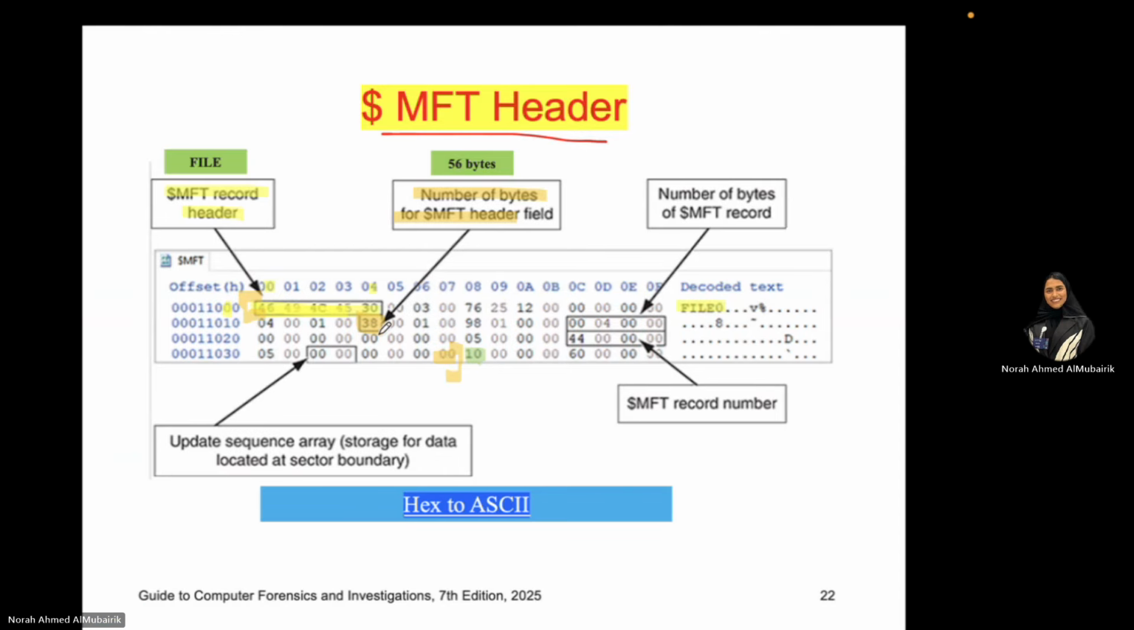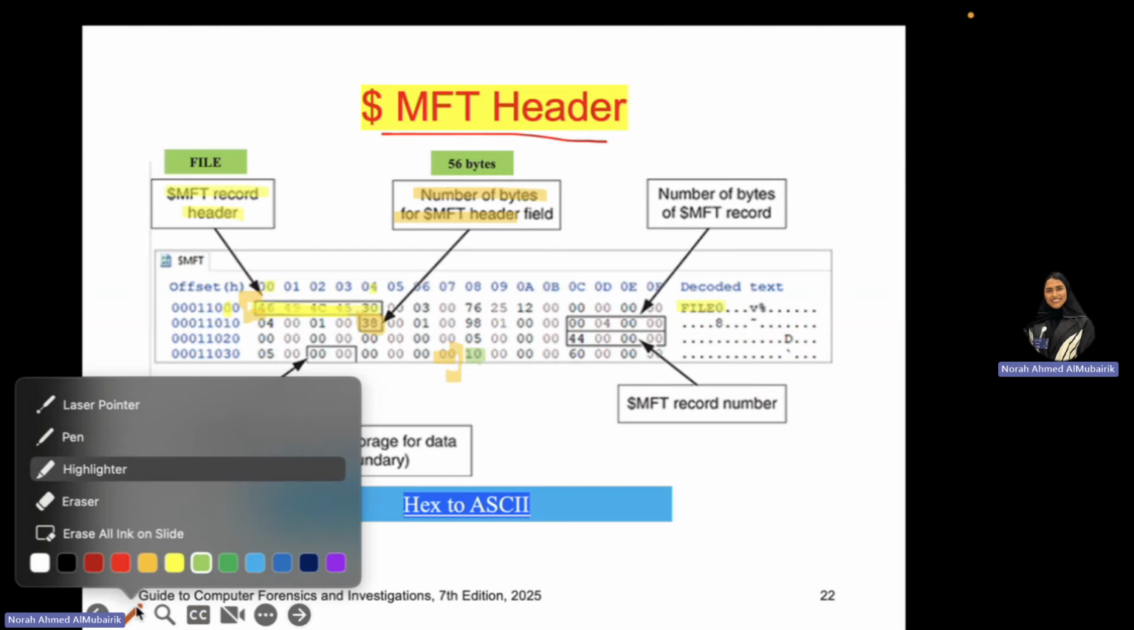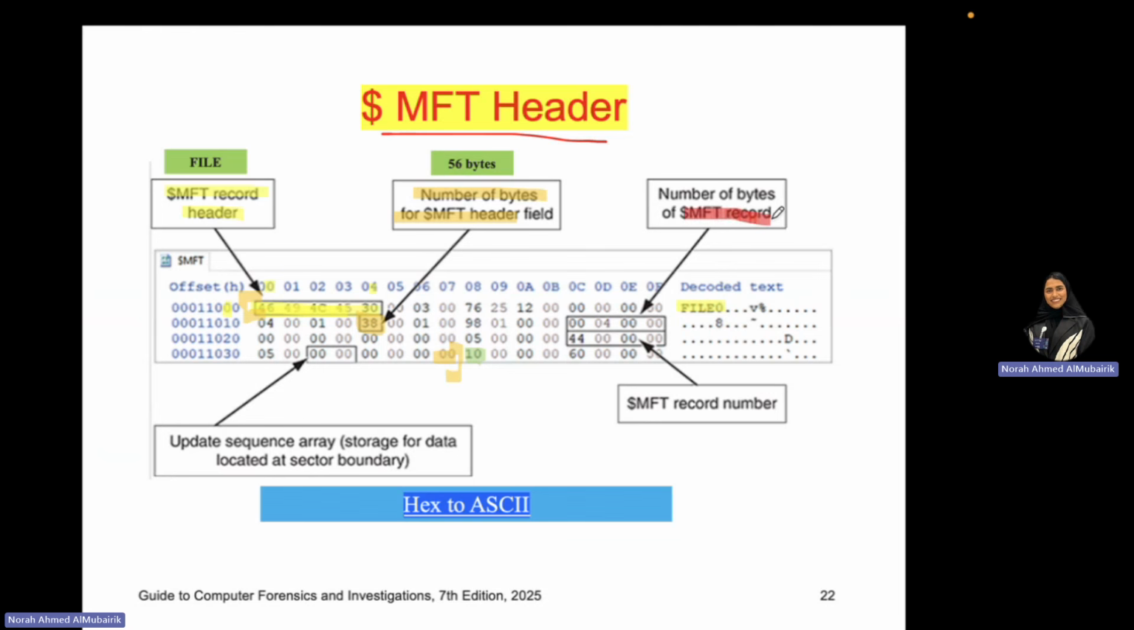Okay. After the MFT header, I would like to know what is the whole MFT record. The whole MFT record means the header itself, as well as all the attributes: attribute 10, attribute 20, attribute 30, till attribute 80. So this is the MFT record, which includes the header as well as all the attributes.